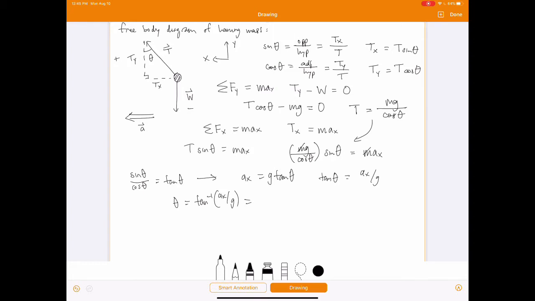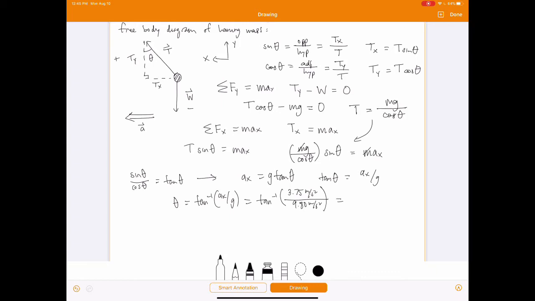So let's plug in what we know. Inverse tangent, we were given that the acceleration of the car is 3.75 meters per second squared. So that's going to be the acceleration of the mass as well. And g is 9.8 meters per second squared.